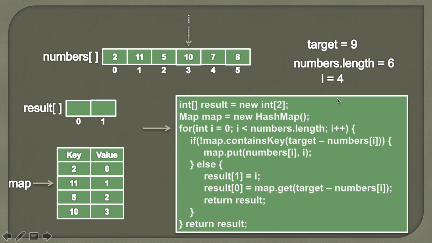so now I becomes 4, and here it points to the fourth index. Now friends, we'll again check whether map.containsKey target minus number at ith position. So target is 9 and number at ith position is 7. So we'll just check whether 9 minus 7, which is 2, is present in the hash map or not. So if you see, when we do 9 minus 7, it comes out to be 2, and 2 is present in the hash map. So it means that the first number is 7 and the other number is 2. So when we do 2 plus 7, we'll get 9.